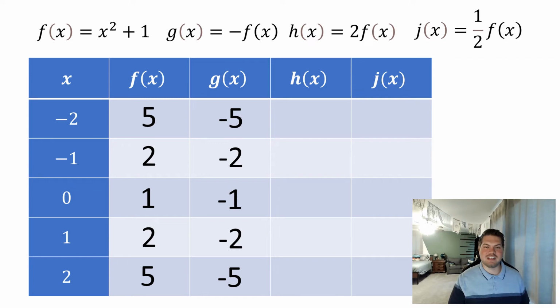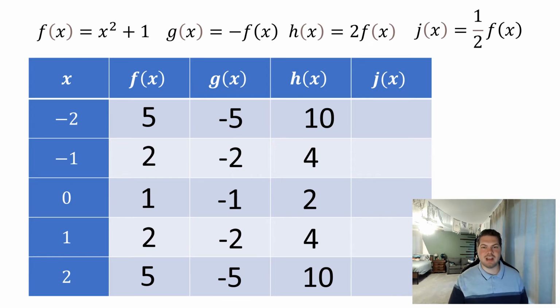All right, h of x, we are doubling everything. We're multiplying everything by 2. So 5 times 2, we get 10. 2 times 2, we get 4. 1 times 2, we get 2. 2 times 2, we get 4. 5 times 2, we get 10 again. All right, hopefully you follow so far.